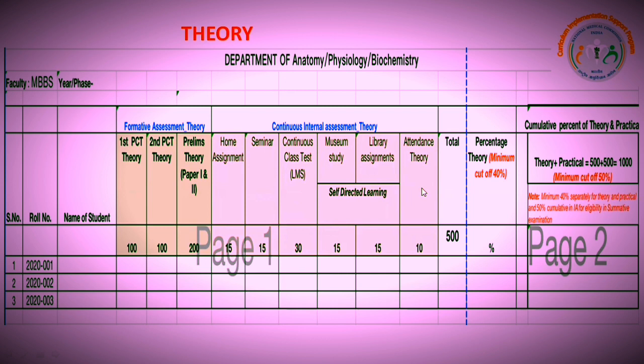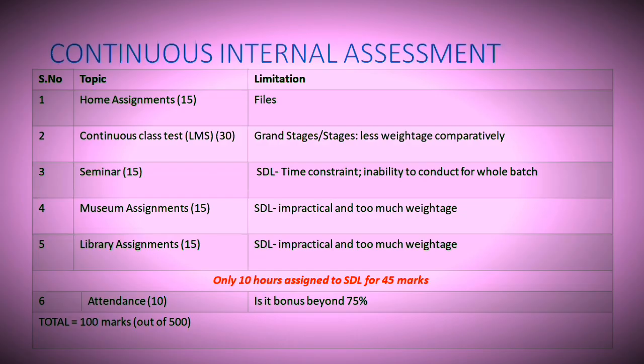Now, this is clear. There's no doubt about the formative assessment. But if we talk about the internal assessment theory, when I was calculating it, I had certain doubts. If we talk about the home assignments, we usually give the files. For example, we have the gross anatomy file, histology files and embryology files. And we may count it as 15 marks because that is something not done in the college itself.